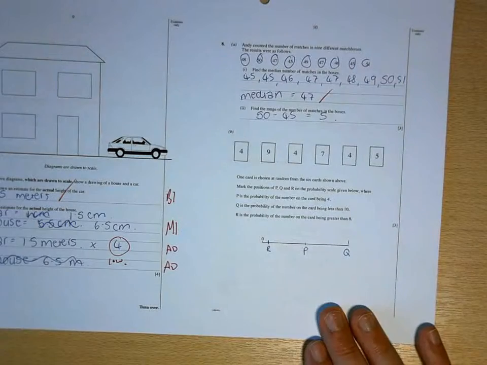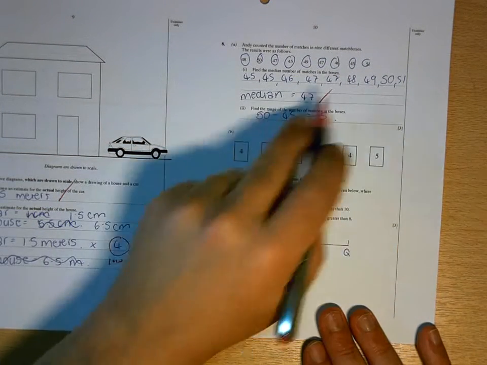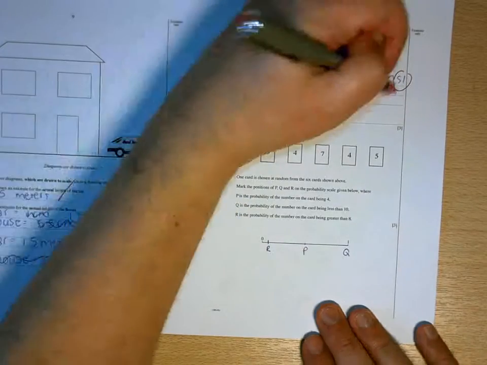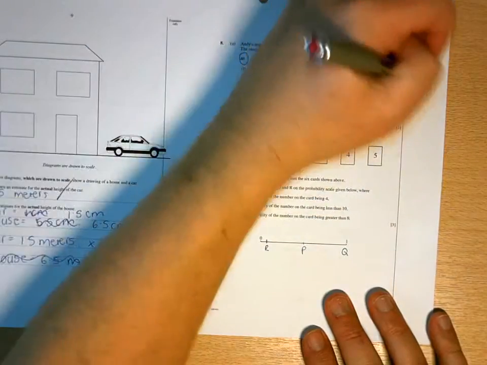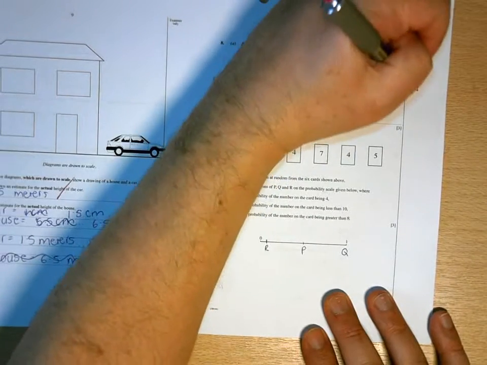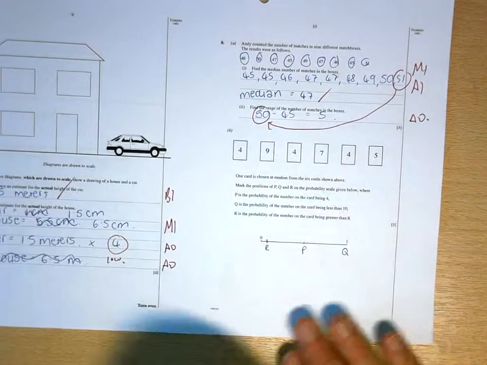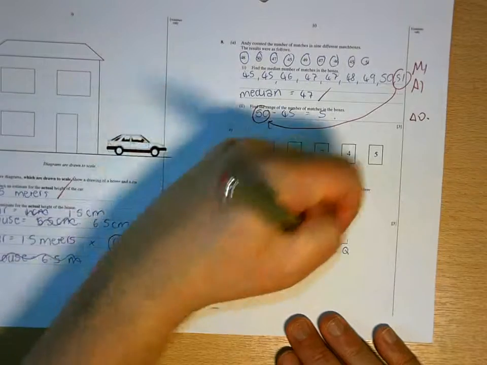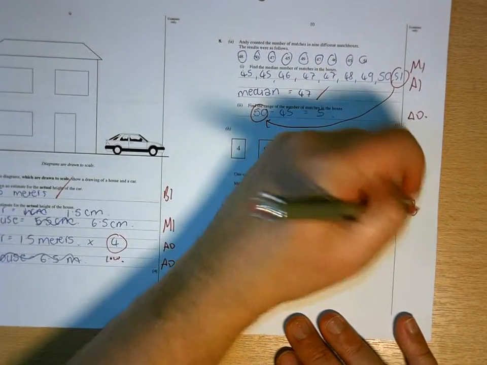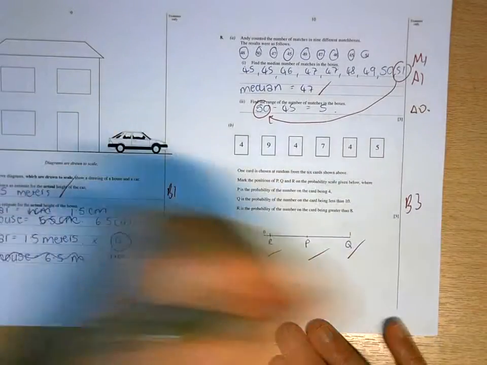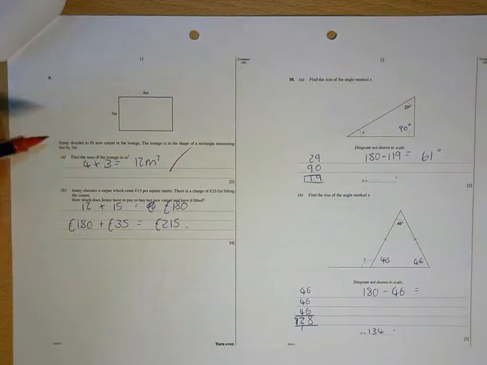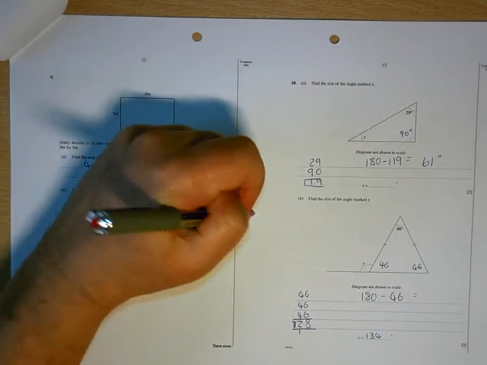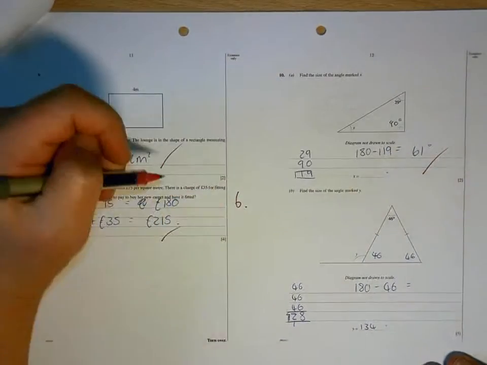Median is 47, but it's not 50. Look, the largest is 51, so you're not going to get that last mark there. RPQ, good. 3, 4, 5, 6, 7 for the page. 12, 215, well done. Excellent.